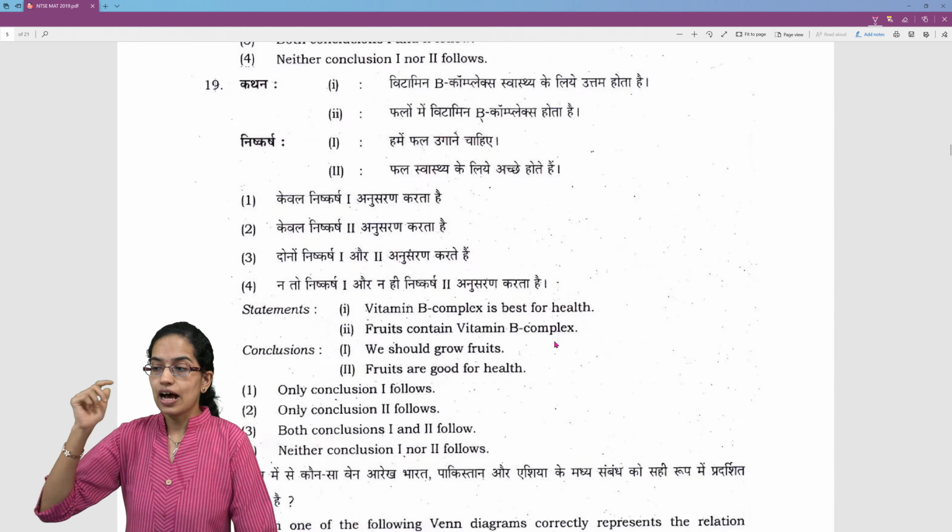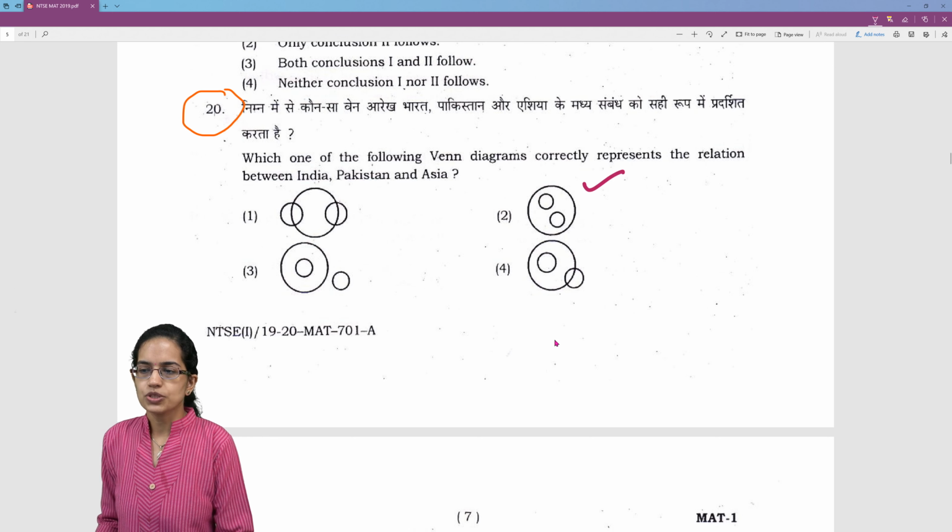This is again an interesting question. We have 3 names: India, Pakistan and Asia. We know that India and Pakistan are countries and Asia is a continent. So within the continent you would have the countries. So 2 would be the right option, where the bigger circle represents Asia and the 2 smaller circles represent Pakistan and India.